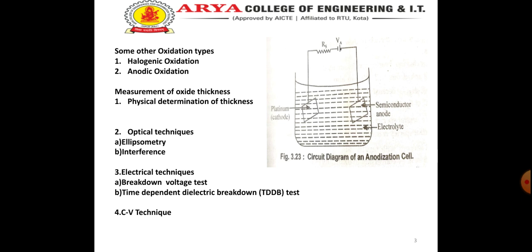Time dependent dielectric breakdown, TDDB, test. It is a variant of the breakdown voltage test. In this test, the oxide is stressed to a point just below the breakdown field. This may be done in constant current, constant voltage, or ramped modes.